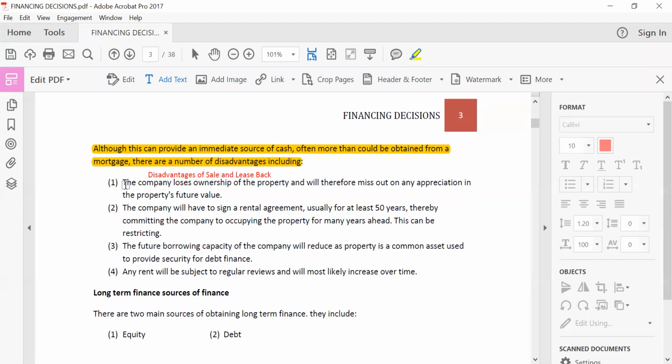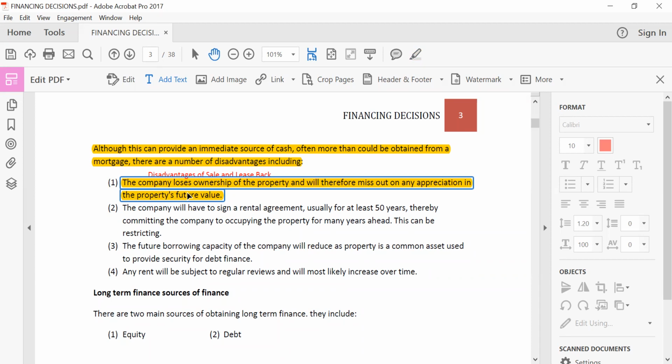So one, the company loses ownership of the property and will therefore miss out on any appreciation in the property's future value. So that is one disadvantage. The company loses ownership. If you sell it and lease it back, you cannot say you are the owner of the property anymore, right? So if you go through a sale and lease back, those will give you some money as a source of fund.